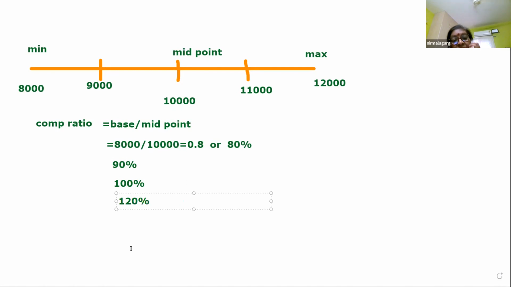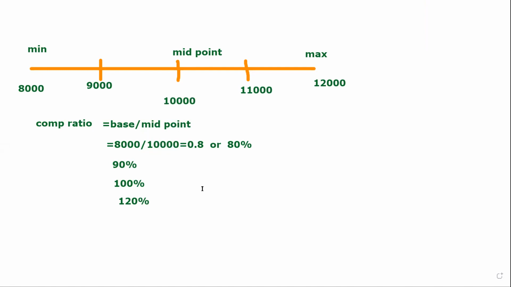Now, I want to explain to the person who asked the question: first of all, what is the importance of comp ratio? It gives me an indication as to who is sitting on a high salary and who is sitting on a low salary vis-a-vis the salary range. If I calculate 80%, that means he is still at the minimum. If I say 120%, that means he is already sitting at a very high salary.